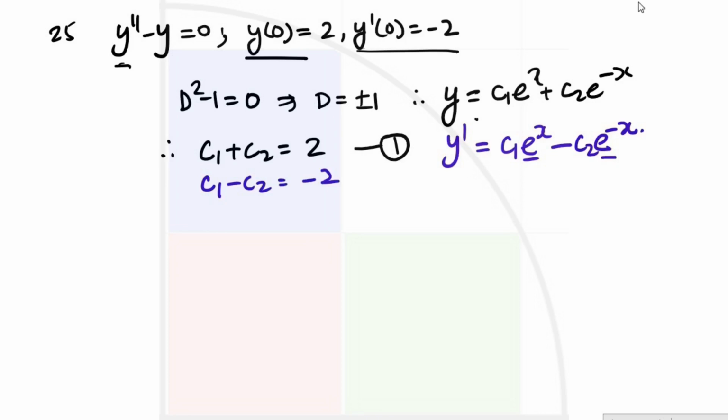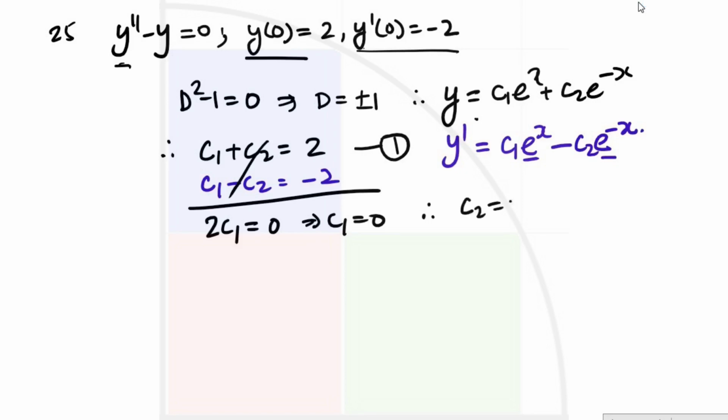Then solve them. 2c1 is equal to 0, c1 is equal to 0. Therefore c2 is equal to 2. So the exact solution for this will be y is equal to 2 e to the power minus x. This will be the answer.